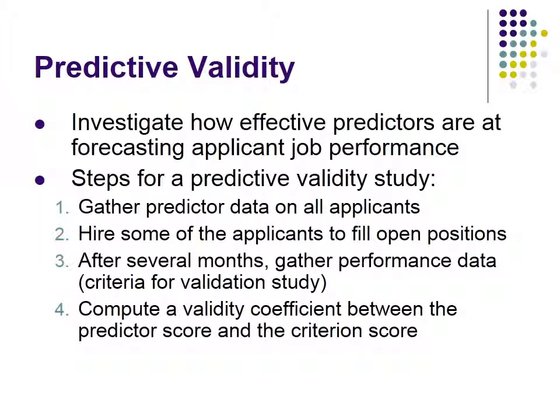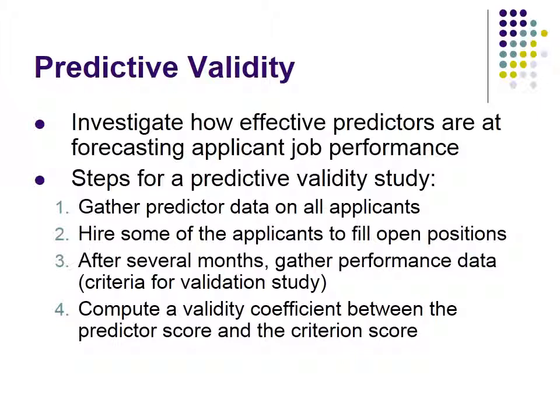Generally speaking, you want about 10 to 20 people per predictor. So if you have a selection battery with three different tests, you want about 60 to 80 people before you can run a predictive validity study. This is pretty easy to gather if the job you're hiring for is at a larger company with a lot of open positions in a year. At a smaller company, it may take two or three years to gather this information. But again, this is the first step: you gather the predictor data on all applicants, you make your hiring decisions based on that predictor data, and then from those hired applicants, you track their actual performance once they get the job.